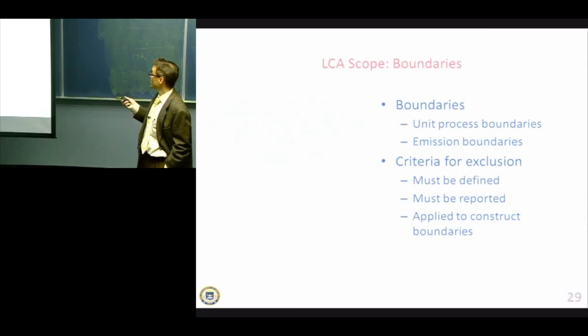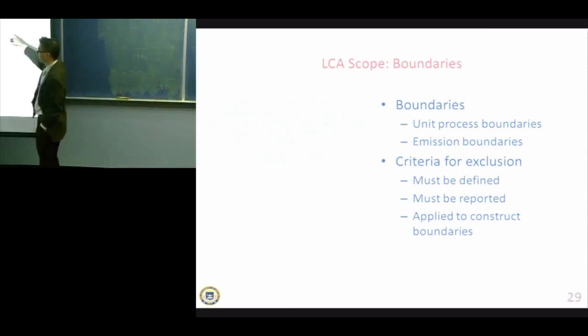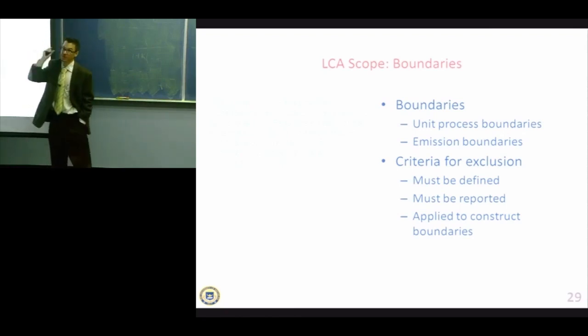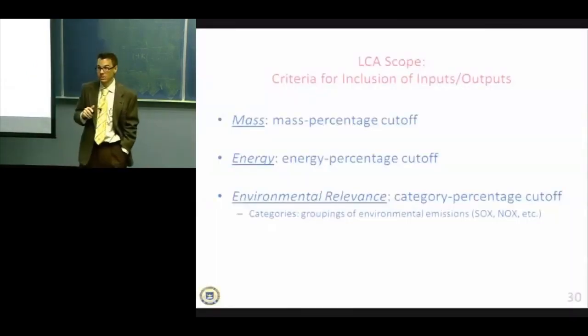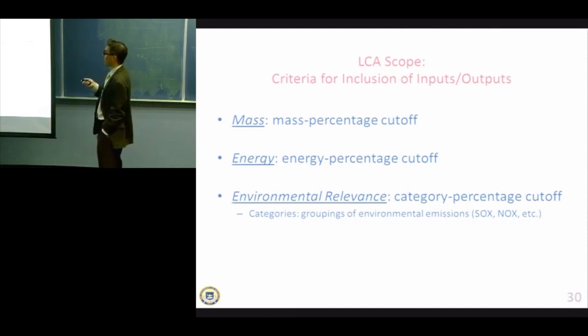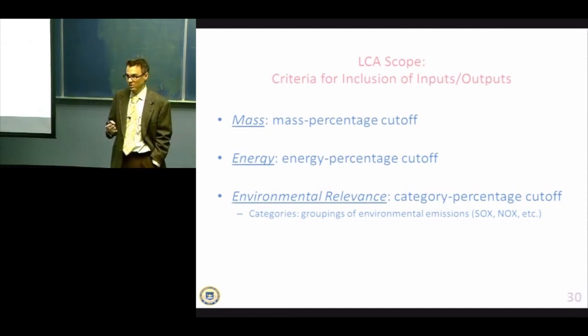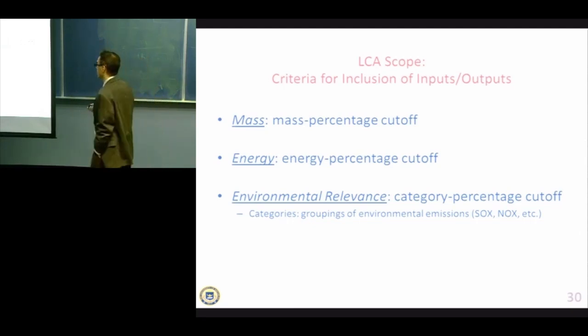OK, so just a little bit more on the boundaries. If you're going to exclude something from your system, you've got to say what it is, and you need to describe why and how you did it. So there are different criteria for excluding a unit process. You might say, well, it's less than 2% of the mass flow, so I'm going to ignore it. Or it's less than 2% of the energy consumption, so I'm going to ignore it.